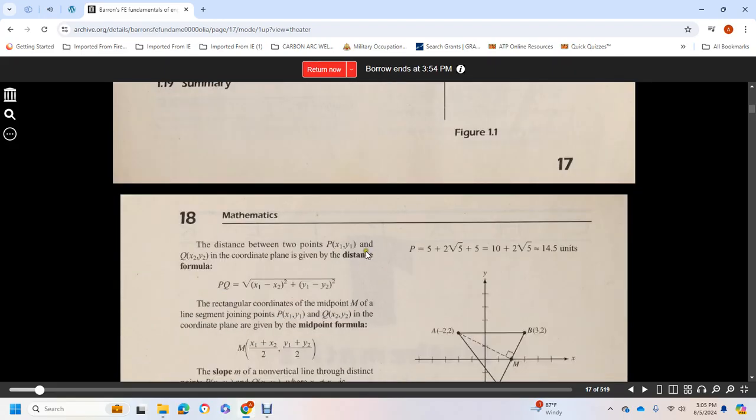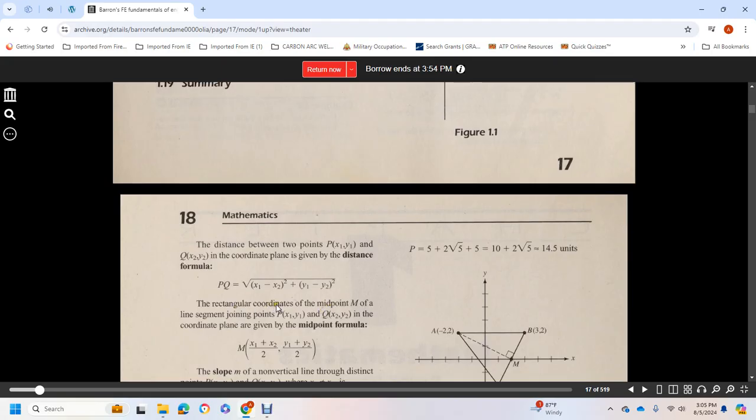The distance between two points, the point P (x1, y1) and the point Q (x2, y2) of the coordinate plane, is given by the distance formula. The distance between P and Q is equal to the square root of (x1 minus x2) squared plus (y1 minus y2) squared.